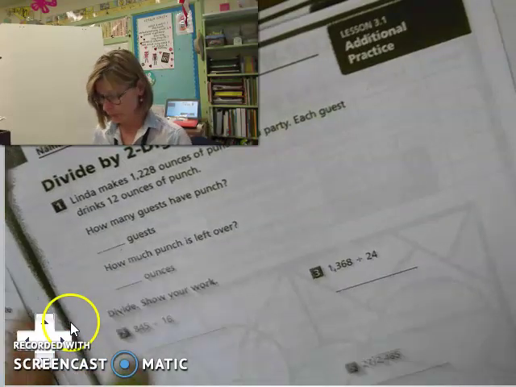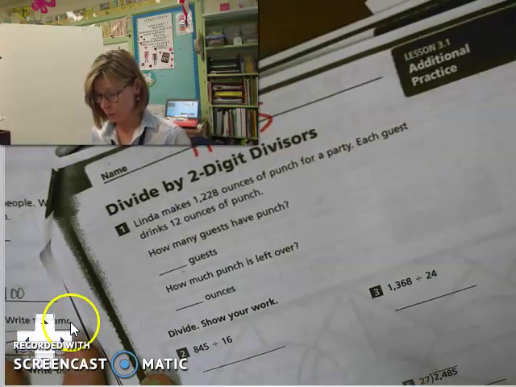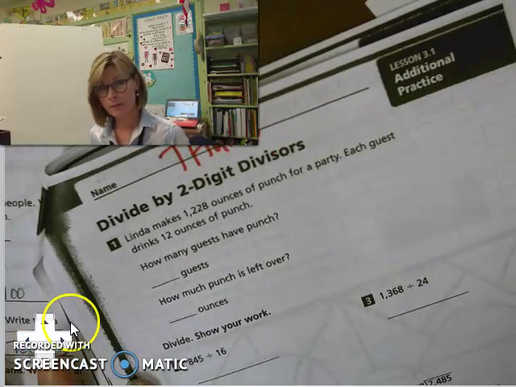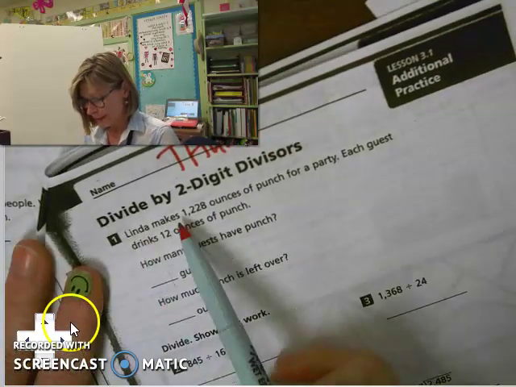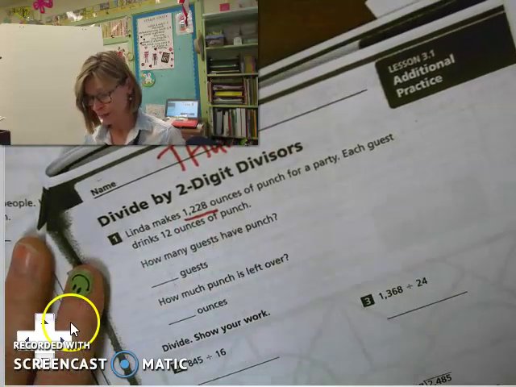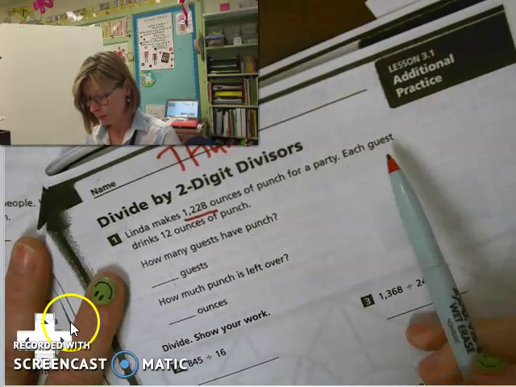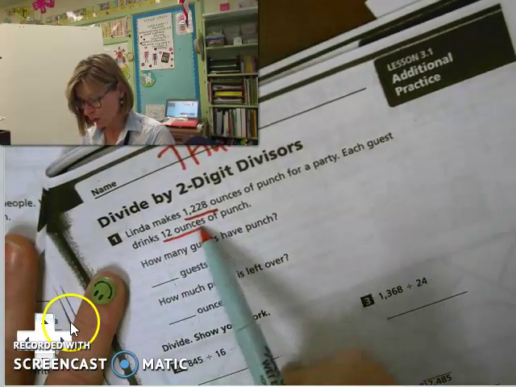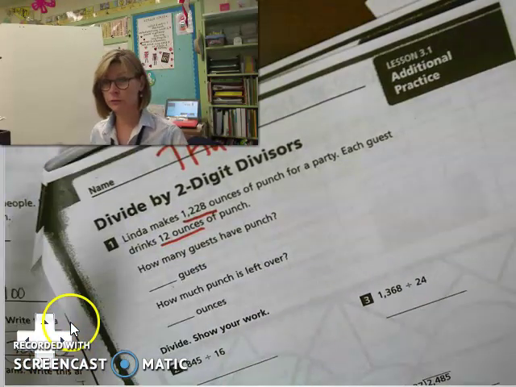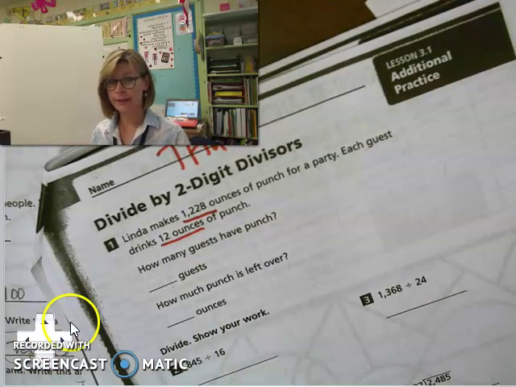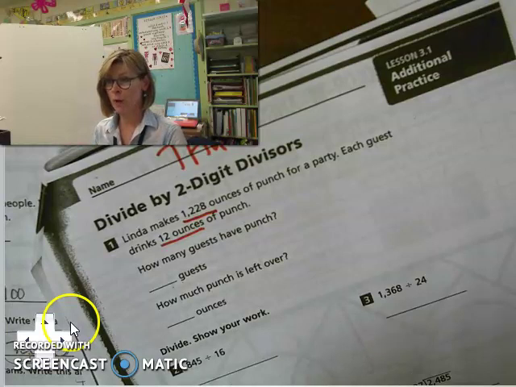All right, so I'm going to look at this very first word problem and make sense of it by reading through it. Linda makes 1,228 ounces of punch for a party. Each guest drinks 12 ounces of punch. All right, so she's made a bunch of punch, and each guest is going to get 12 ounces of it.